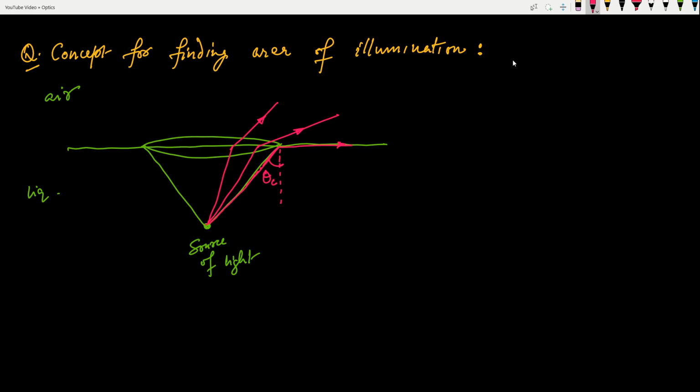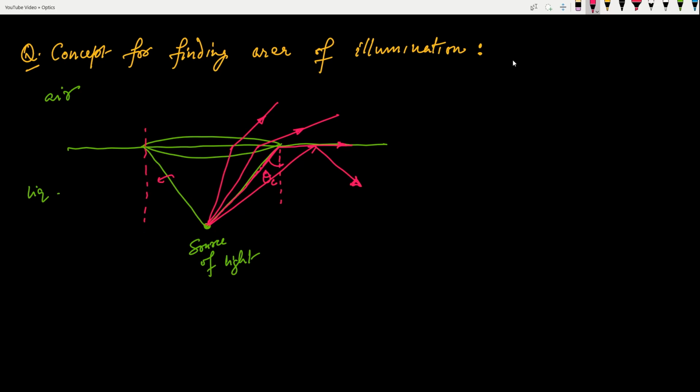After this, any light that goes past the critical angle will undergo total internal reflection. That means no rays will go from this part into the air region or the second medium, so there will be no illumination there. The same thing is happening on this side too. So this angle is actually theta c, the critical angle. I hope this much is clear.